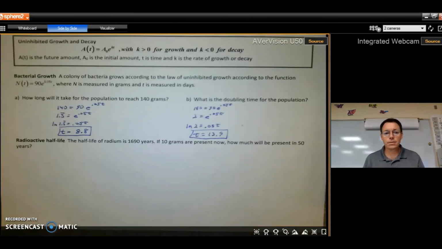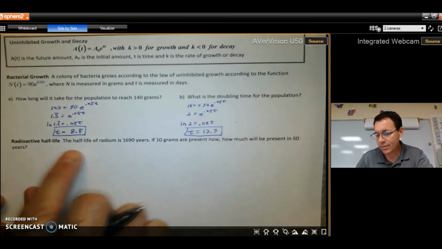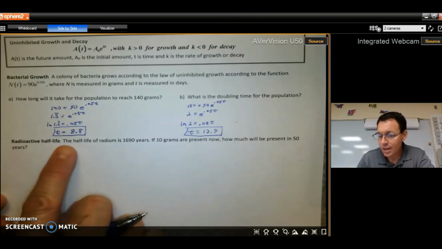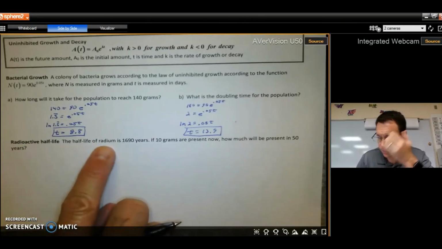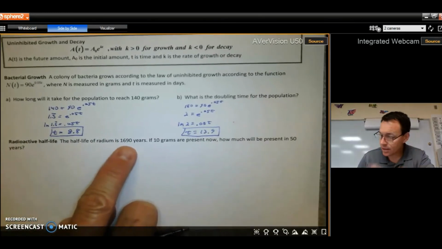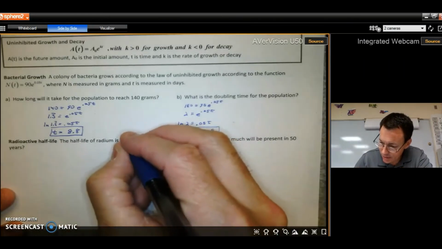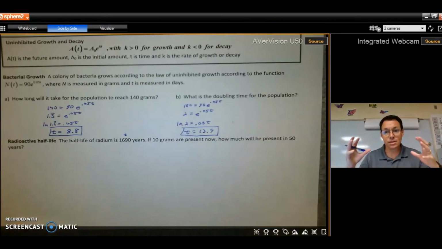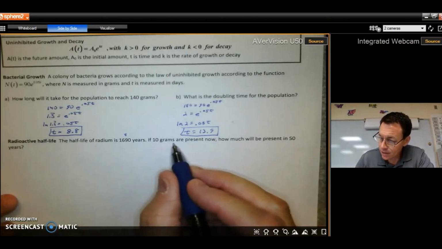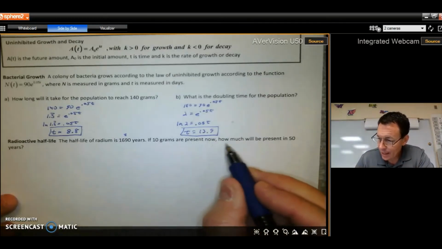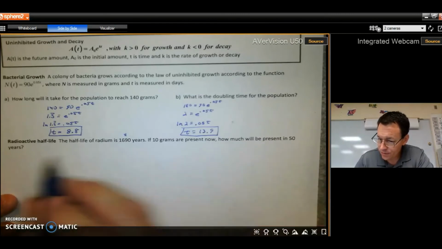Okay? Now, we've got one more problem. This one's a little tougher. It has to do with half-life. So we've got some radioactive material. The half-life of radium is 1,690 years. So this is T. This is the amount of time that it takes this stuff to shrink down to half its original amount. If 10 grams are present now, how much will be present in 50 years?